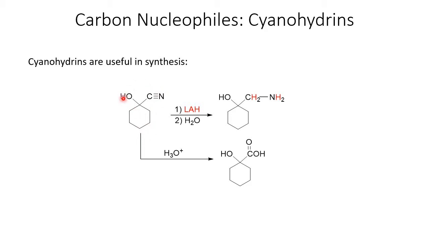We can also take a cyanohydrin and treat it with H3O+, and we can oxidize the cyano group into a carboxylic acid. So this is one way to form a carboxylic acid, which we will see in the next chapter.